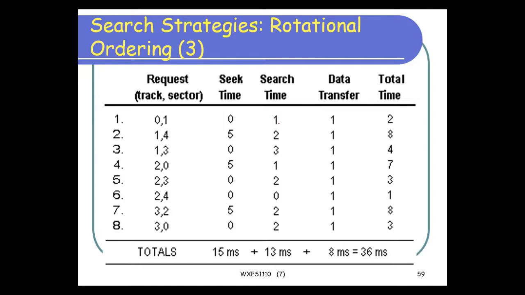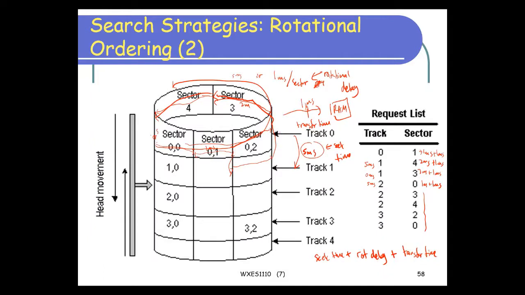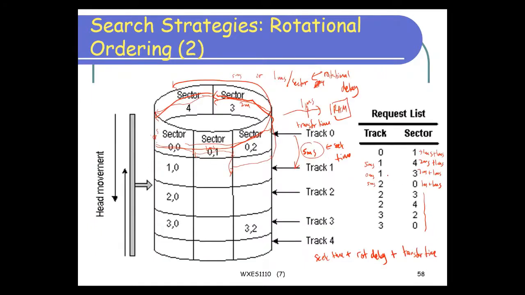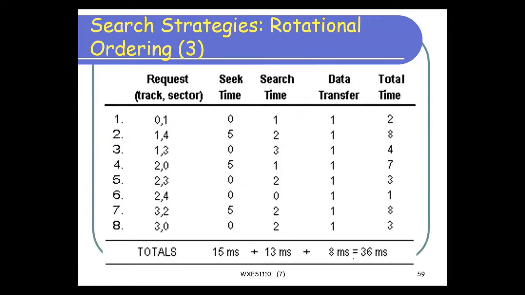So you have here 1, 2, 3. We have 1, 2, and 3, 1, 2, and 3, back to 1 here, and so on. So you take about 36 millisecond total time. The total time is the seek time plus the rotational delay plus the transfer time. So you have 36 millisecond.